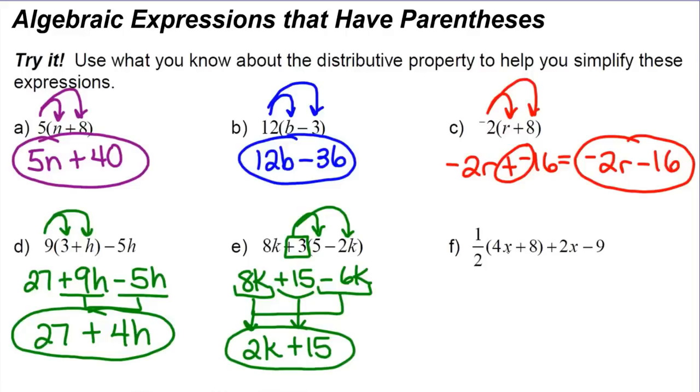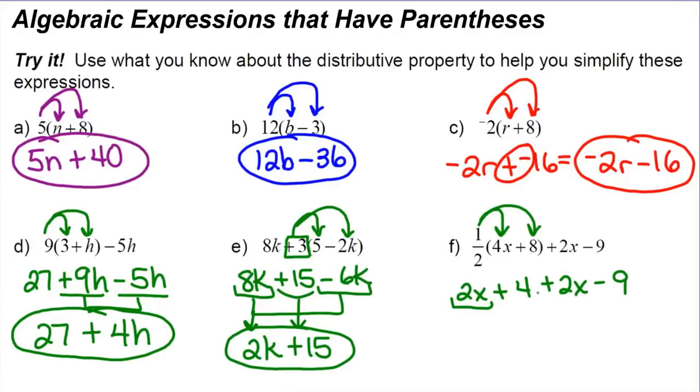Last one here, we've got a lot going on, but again, my first priority is to get rid of those parentheses so I can put my x's together. I don't actually have 4 x's. I have 1/2 of 4 x's. So 1/2 times 4x is 2x, plus 1/2 times 8, which is 4, and then the rest of the expression just gets copied, plus 2x minus 9.